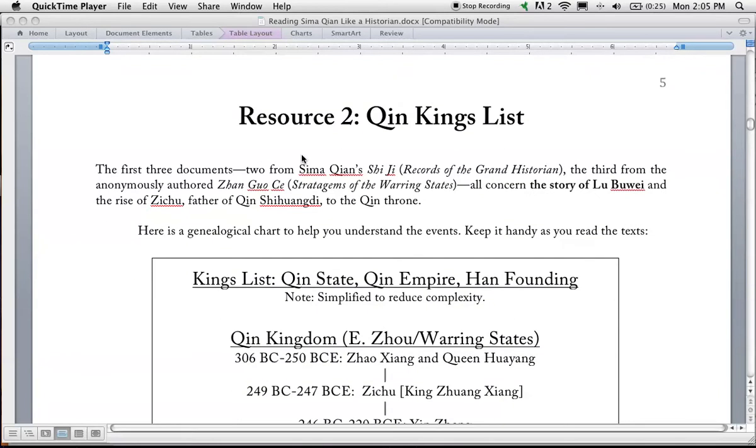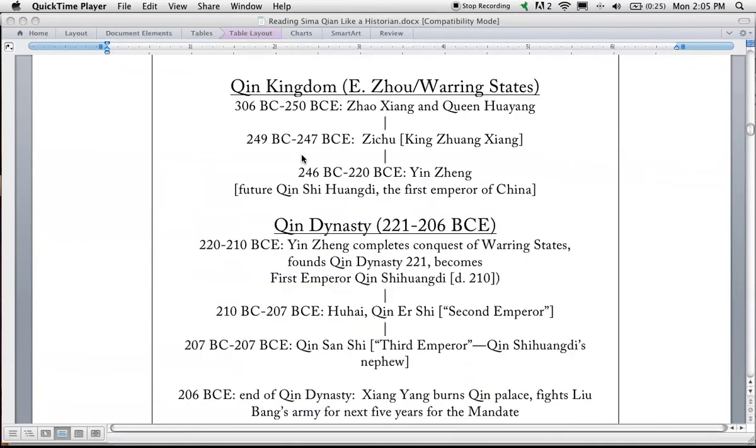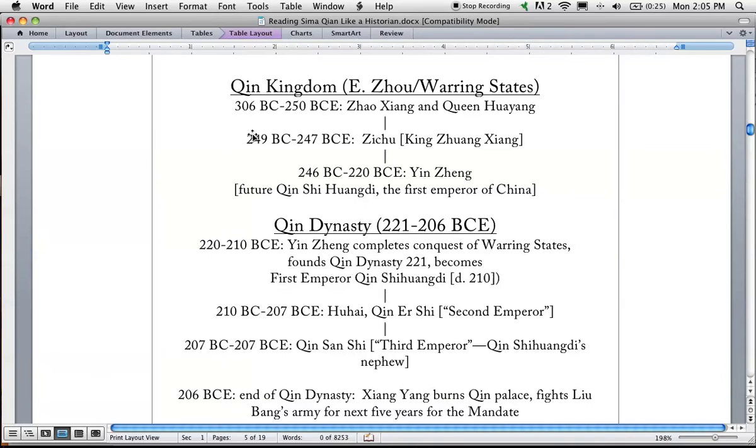Look on page 5. This is the Qin kings list. You're going to be reading about not just Qin Shi Huangdi, the first emperor, but also his grandfather and his father. So that's why this, at the top of the page, this Qin kingdom from 306 down to Yinzheng, who is Qin Shi Huangdi, is important. As you're reading, you might get it confused. That's why I made this little chronology of the 3 generations, grandfather, father, and Qin himself, so that these Chinese names don't mix you up. Look around on the tables, there is one somewhere.